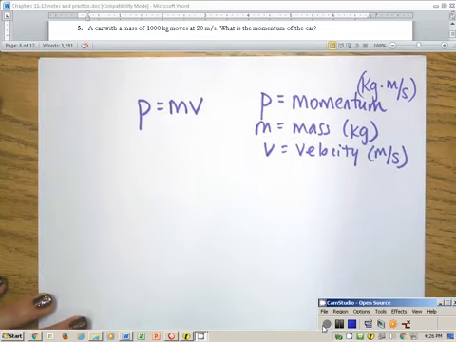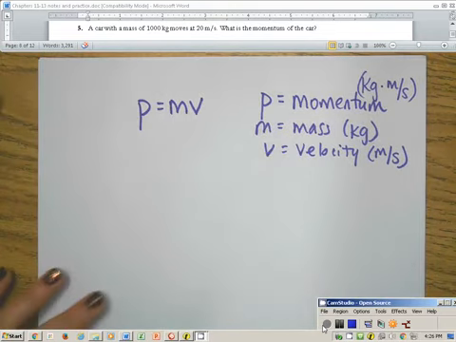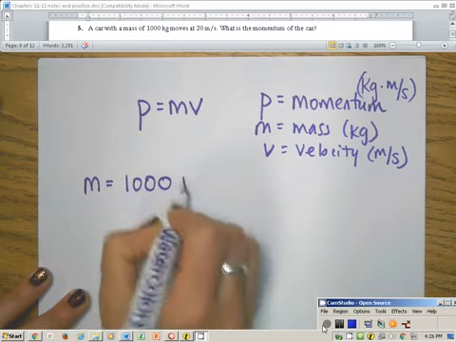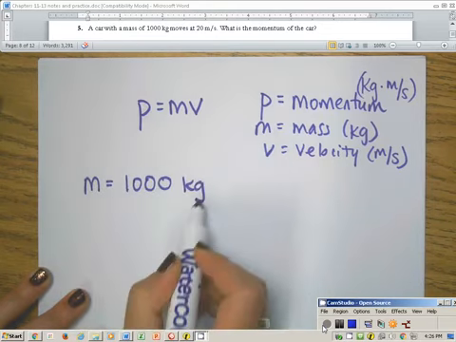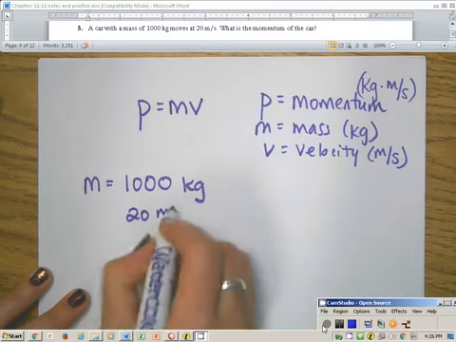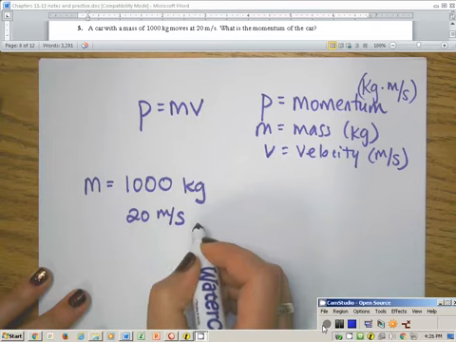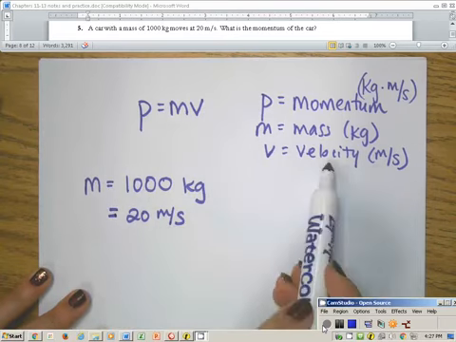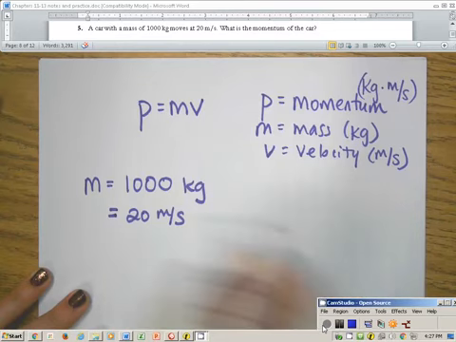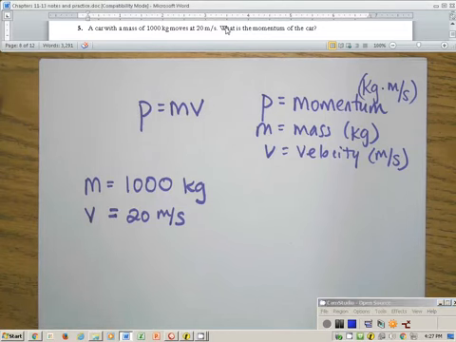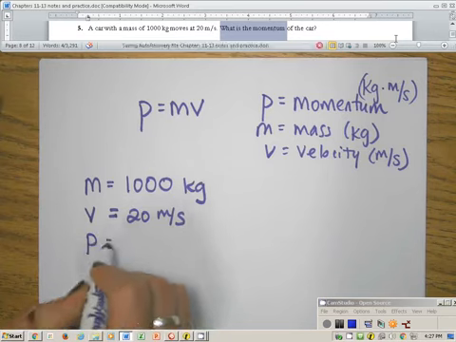I have two examples. The first one says a car with a mass of 1,000 kilograms. Well, as soon as I see the word mass, I know that I have an M, and then it says 1,000 kilograms. It moves at 20 meters per second. I'm writing down all my numbers with their units, and I'm deciding what they mean. Well, I know that meters per second is the unit of velocity. I need to memorize this. So that's a V. And the question up here says, what is the momentum of the car? So what it's asking me to find is P.